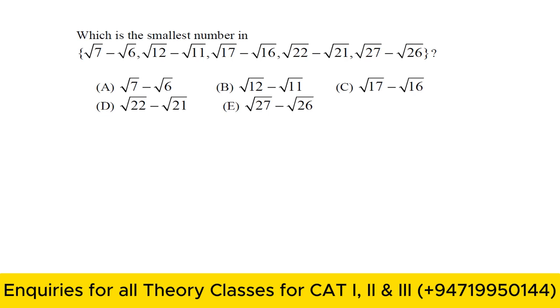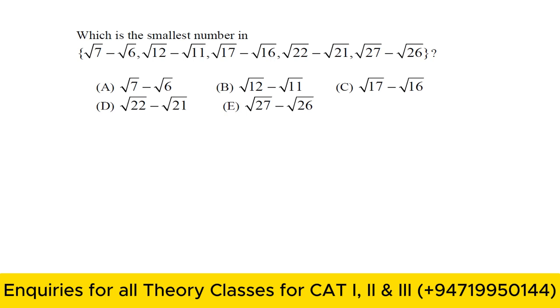Today I chose this question. Let's read it. Which is the smallest number? They give 5 answers: root 7 minus root 6, root 12 minus root 11, root 17 minus root 16, root 22 minus root 21, and the last answer, root 27 minus root 26.